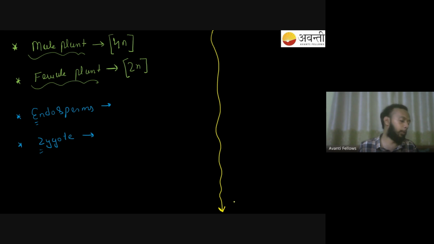I hope the question is clear to all of you. Male plant is 4n. Yes, the question is clear, right? Now try to solve this. Do you want a hint, or will you do it yourselves? Looks like you'll do it yourselves.